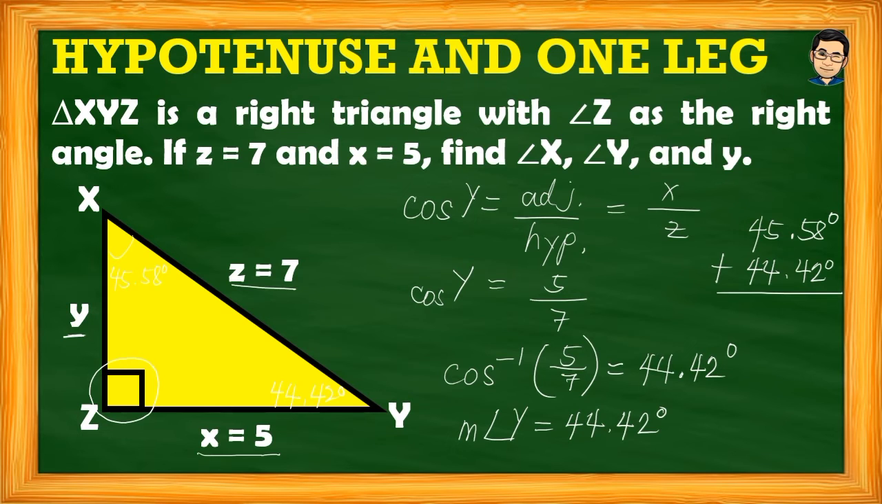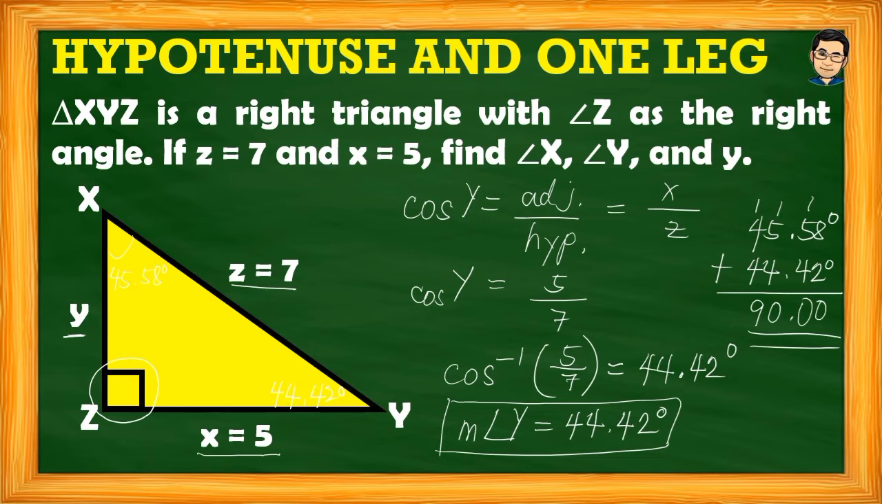So, add natin 45.58 degrees plus 44.42. So, 8 plus 2 is 10. Carry at 0 and then carry 1. 1 plus 5, 6 plus 4, 10 ulit. So, 0, carry 1. And then, regroup natin yung 1, carry 1. So, 1 plus 4, 5 plus 4, 9. As you can see, ang nakuha nating sagot is 90. Therefore, yung mga nakuha nating sukat na 45.58 degrees sa X and then 44.42 degrees sa angle Y ay tama.